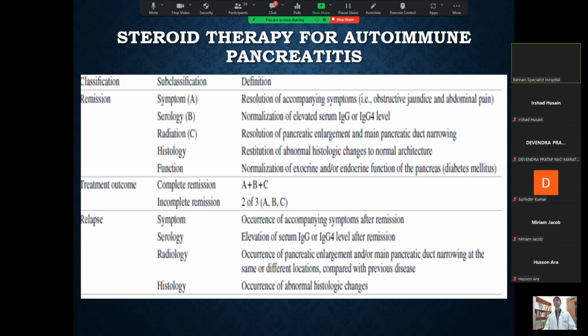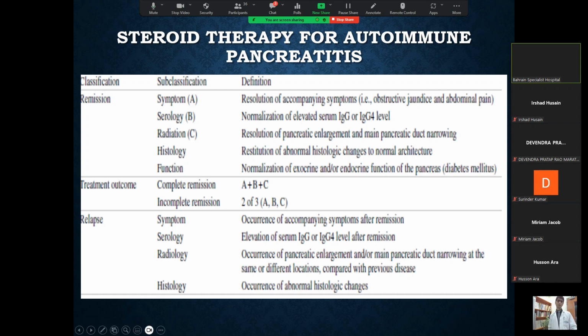So how do we measure whether steroid therapy is working or not? How do we see if it's going into remission? There's a criteria like symptoms, serology, and radiology, so A, B, C. Resolution of all the symptoms is A. Normalization of IgG4 level, and resolution of pancreatic enlargement or main pancreatic narrowing. Histology is back to normal, and the endocrine or exocrine function of the pancreas should go back to normal. So these are the criteria for remission.